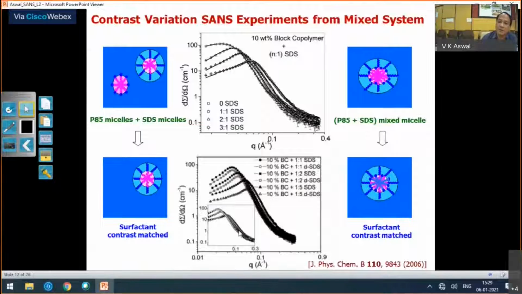So here they are normalized. The experiments confirm that this kind of structure forms in the system, not this. But if you didn't have this technique available, then you would have claimed either this or this. So this is the beauty of contrast variation in small angle neutron scattering.